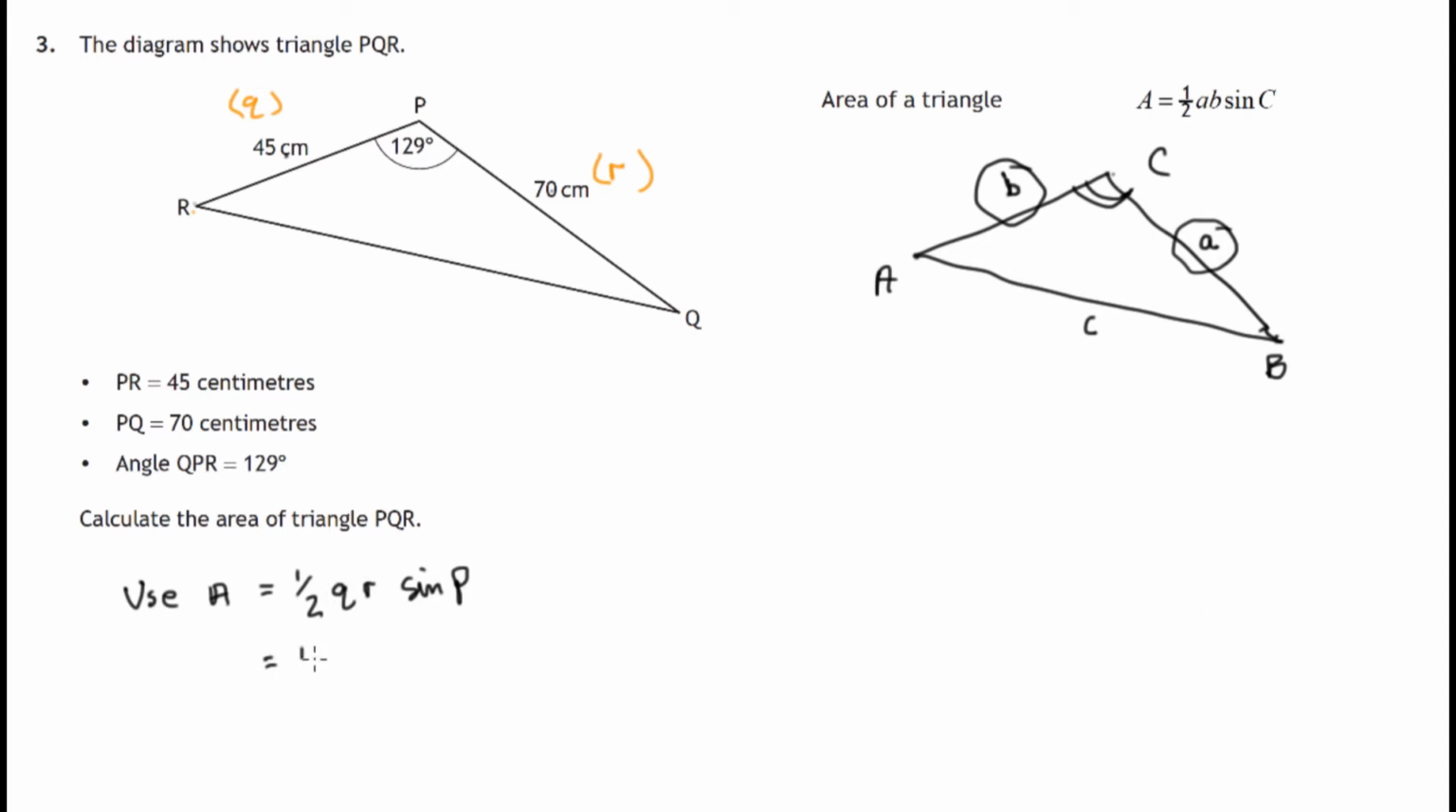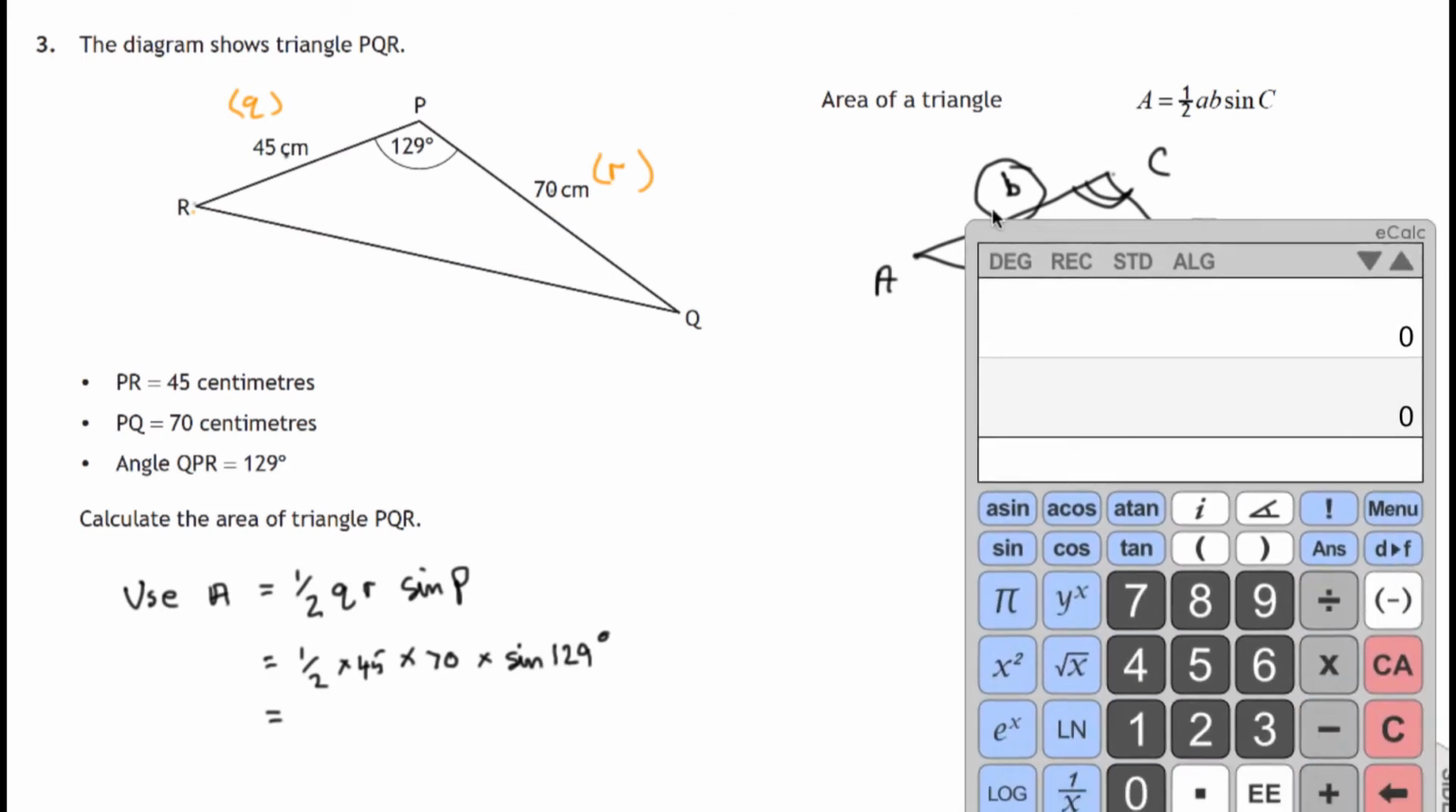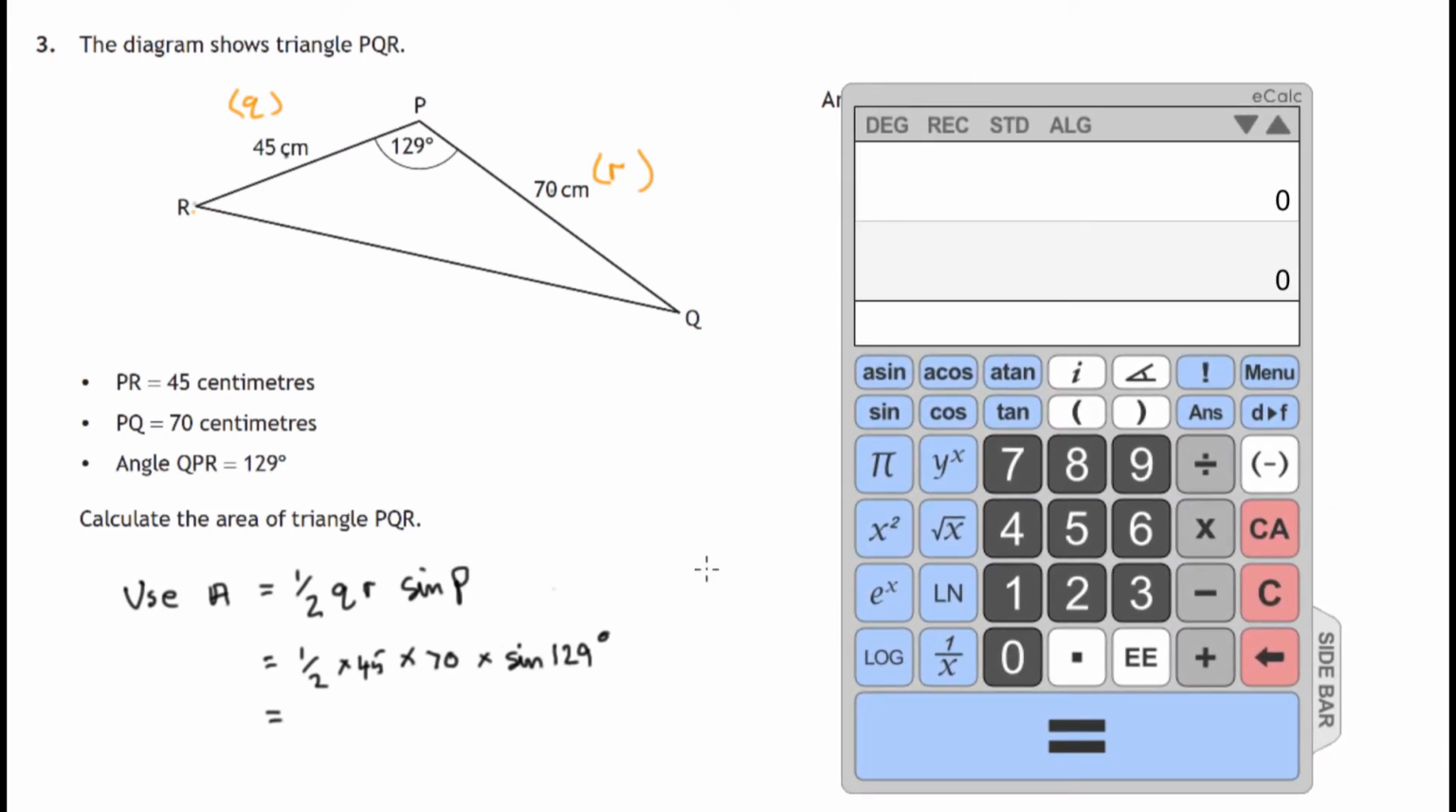So what do we know? We know that little q, that's the length of the side opposite angle Q, is 45. We know little r, that's the length of the side opposite angle R, is 70. And then we have to multiply by the sine of angle P, which is 129 degrees. So let's drag out our calculators and get going with this calculation.